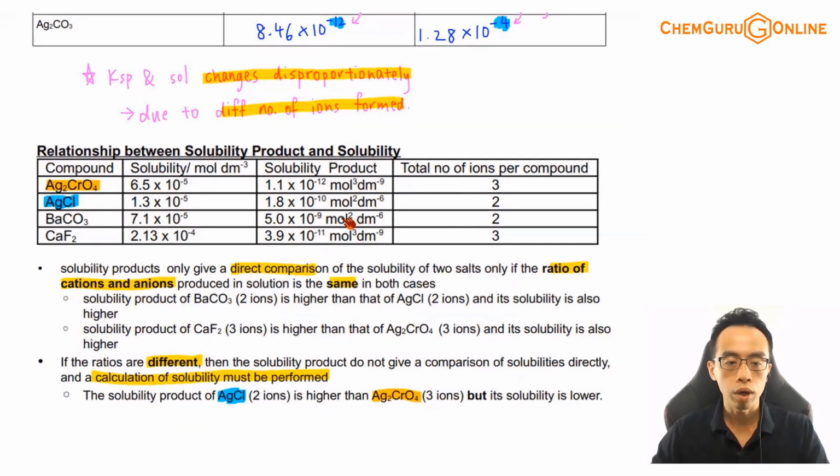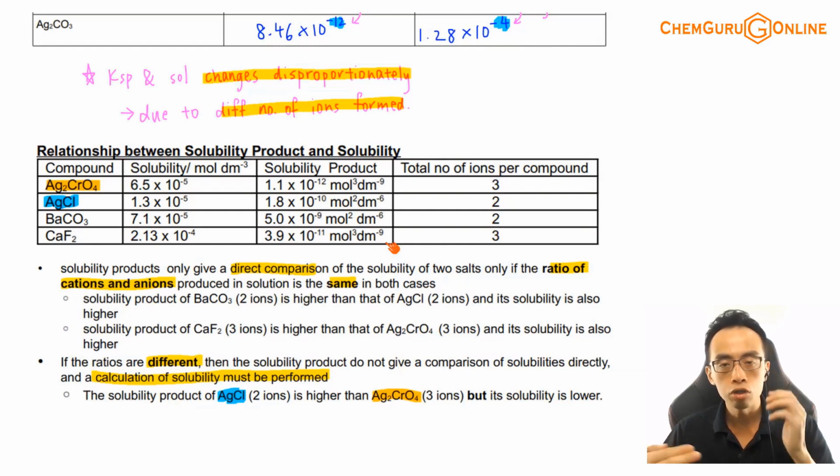In general, when we do direct comparison, if the number of ions dissociated is exactly the same, a ratio of the cation and the anion dissociated that is exactly the same, then I can do a direct comparison. If each salt gives me 2 ions, salt A gives me 2 ions in solution, salt B gives me 2 ions in solution, then mathematically, converting KSP to solubility is the same conversion. Both of them are the square root. So the change will be proportionate, and therefore I can do a direct comparison. If you have a bigger KSP, it means that you're more soluble.